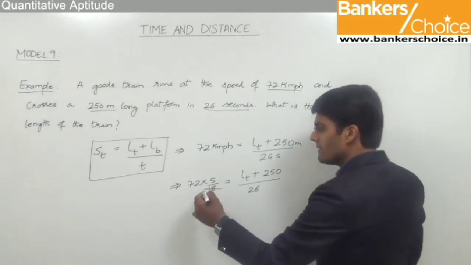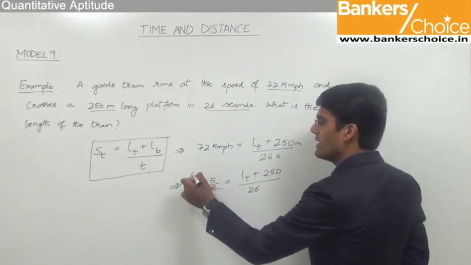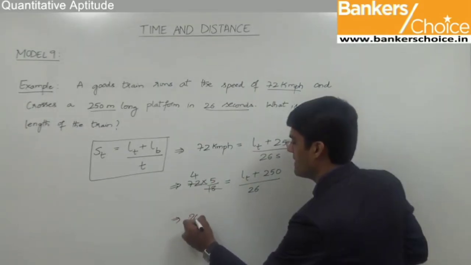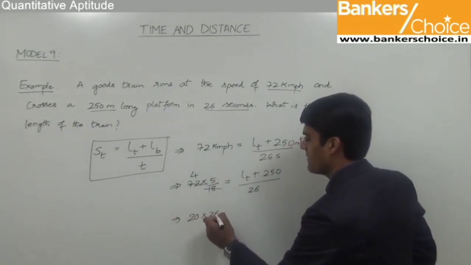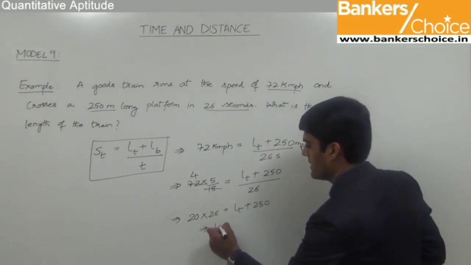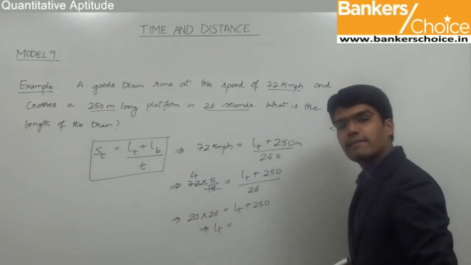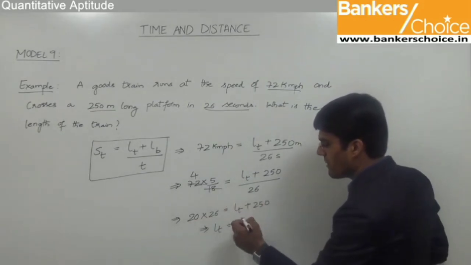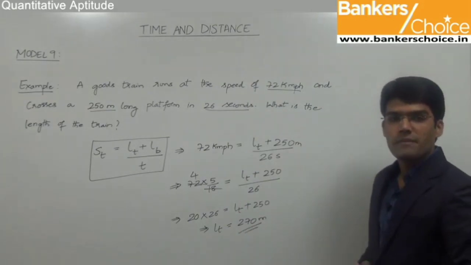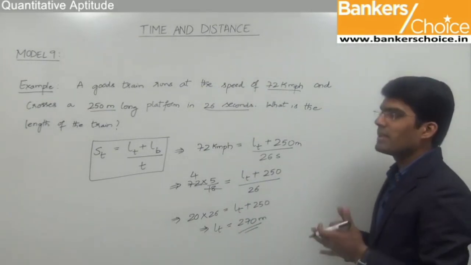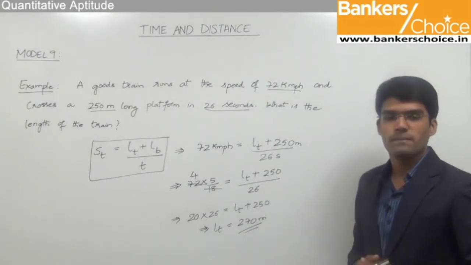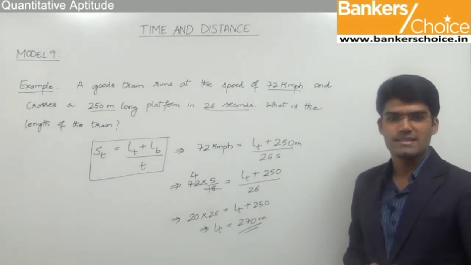Now by simplifying this, 18 into 1, and 18 into 4 is 72, so 4 into 5 is 20. 20 into 26 will be equal to length of the train plus 250. So from this, the length of the train will be 20 into 26, which is 520, and 520 minus 250 will give 270. So the length of the train should be 270 meters. So as simple as that, we just need to take the proper equation, substitute the values, balance the units and then do the calculation to get the required answer.